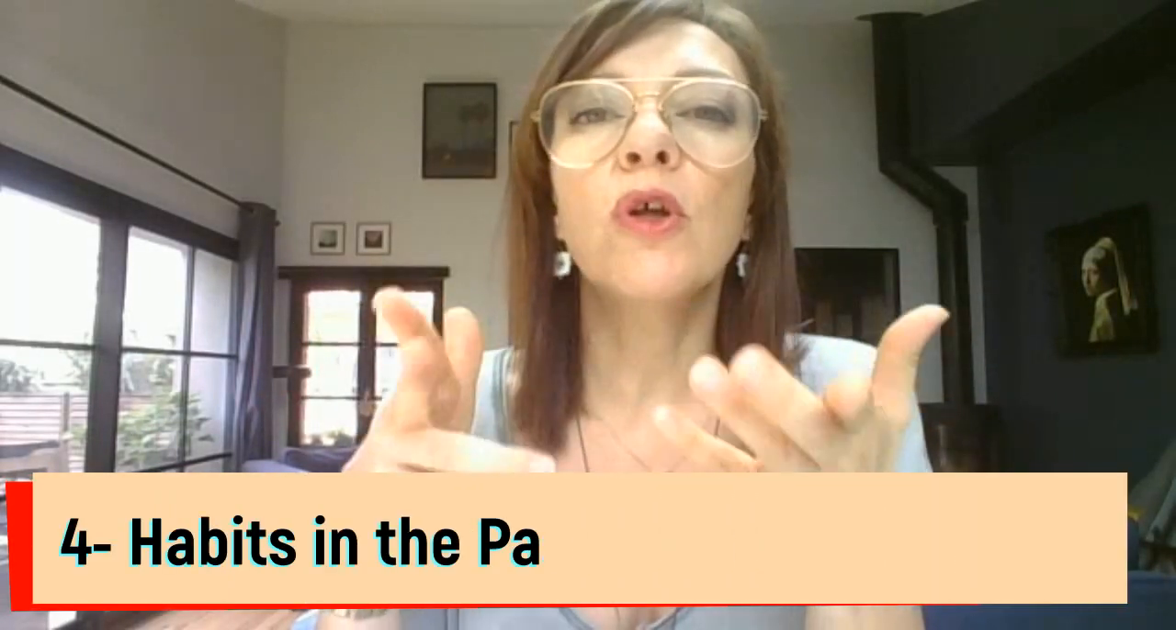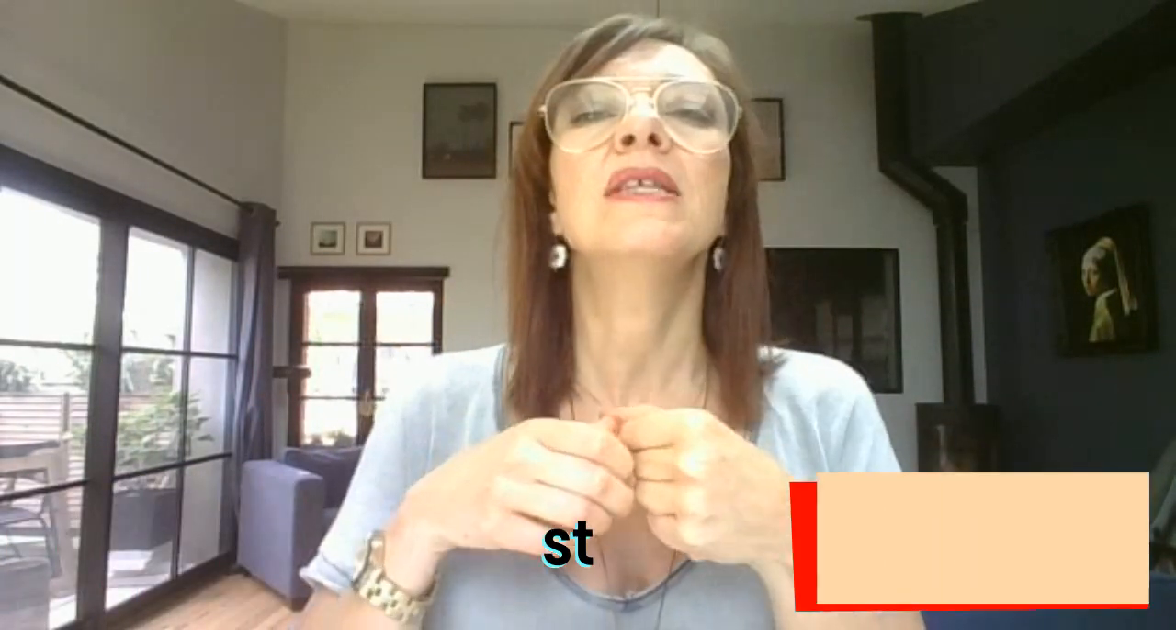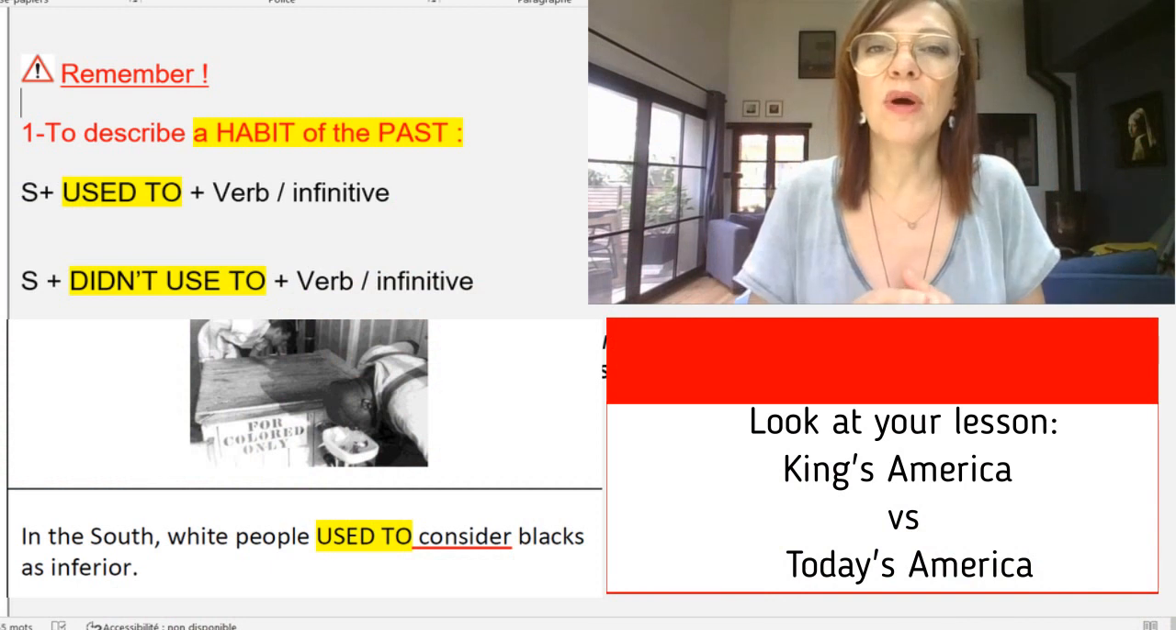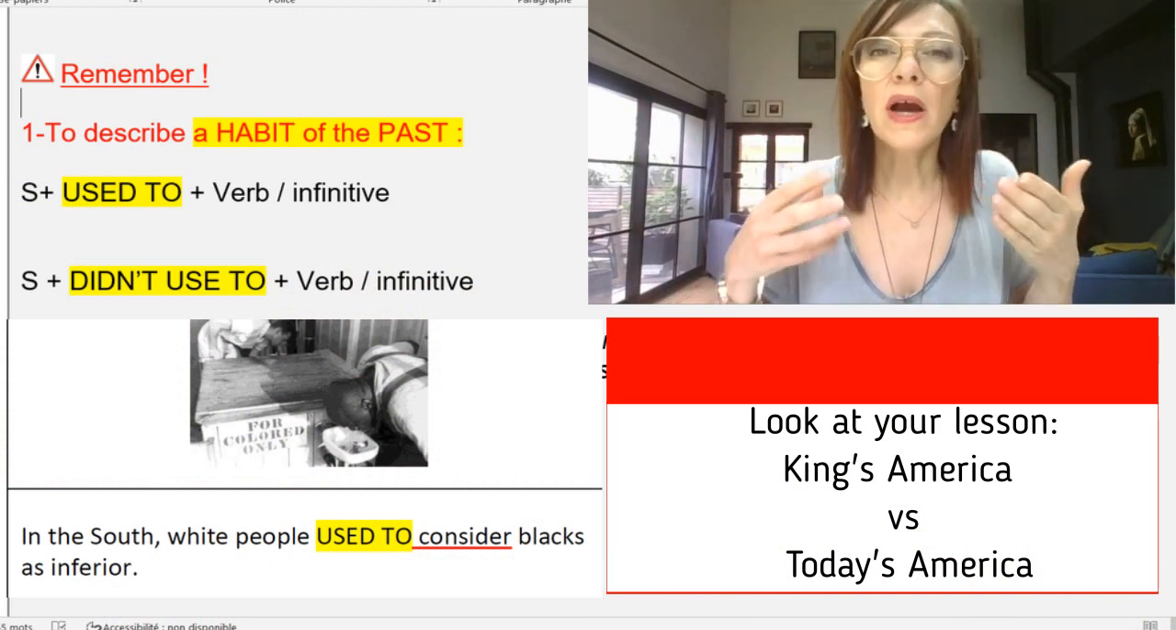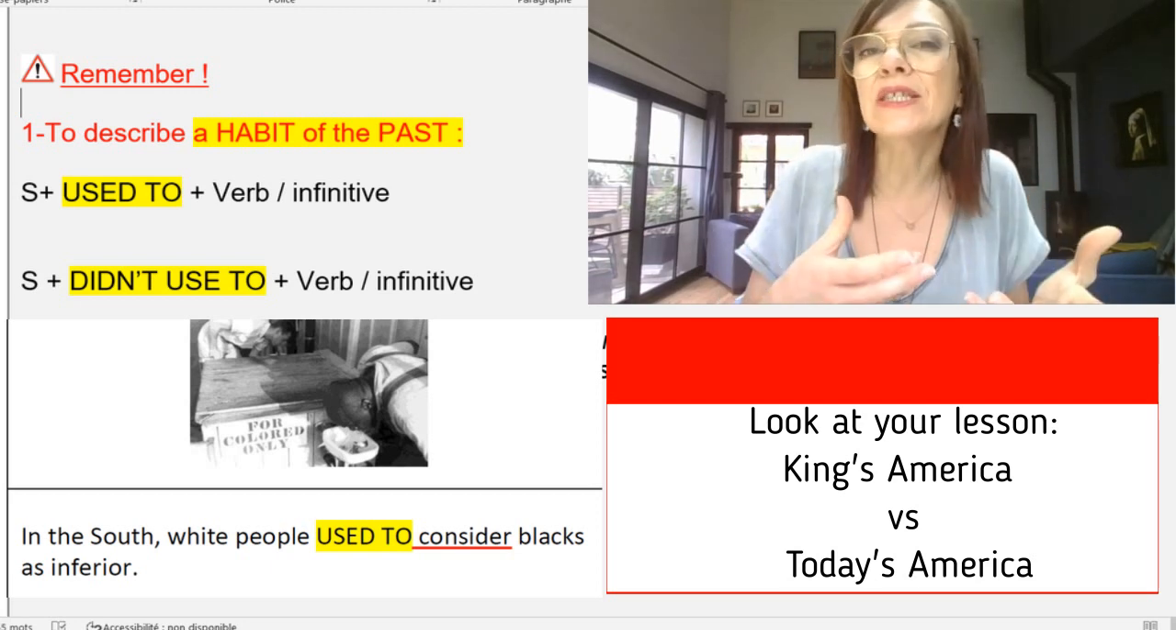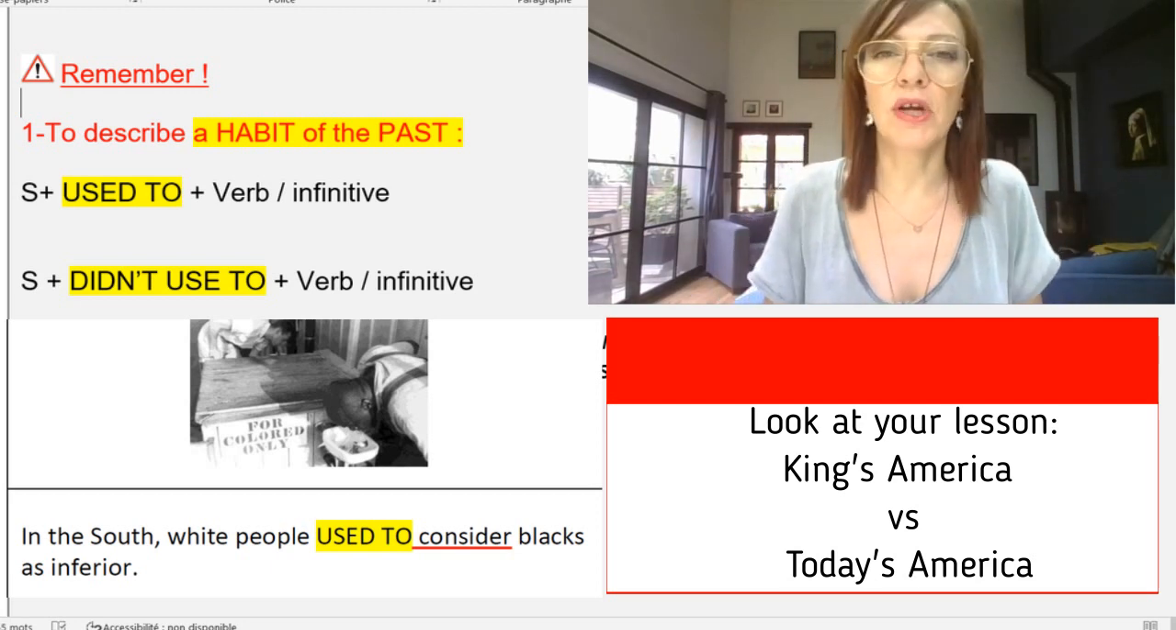And for this, we took the expression used to. Used to plus a verb in the infinitive form serves to describe habits of the past. For example, we could say that, in your lesson, white people used to consider black people as inferior.